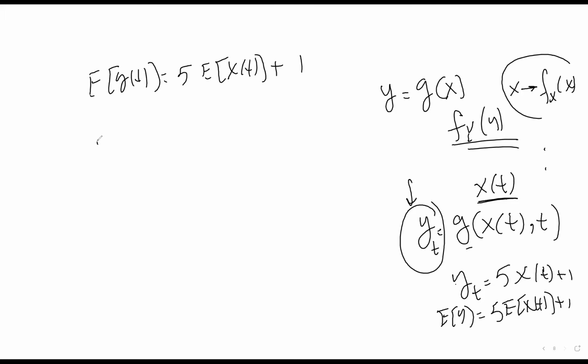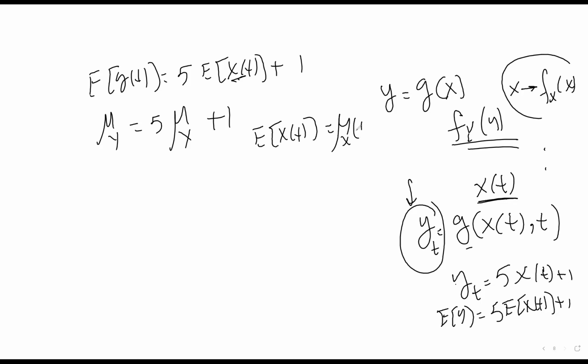Okay, so mu y: if x of t was stationary, then y of t will be stationary, because in this case the mean of y will be 5 mu x plus 1, so it is not a function of time. But if x of t is non-stationary, then the expected value of x of t will be mu x of t, and then mu y of t will be 5 mu x of t plus 1. So it is also non-stationary. If x is non-stationary, then y of t will be non-stationary as well.